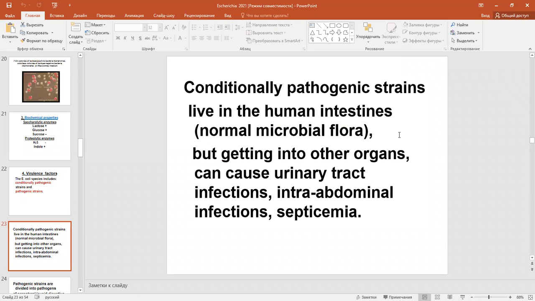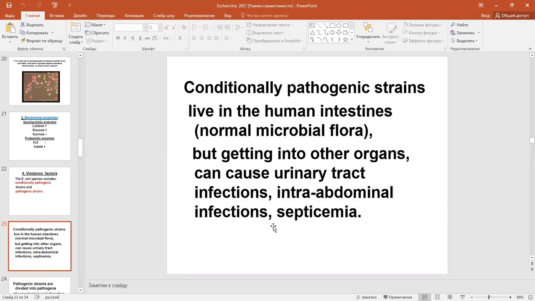But conditionally pathogenic strains, it is repeated, live in human intestines as normal microbial flora, but getting into other organs can cause urinary tract infections, intra-abdominal infections, even septicemia. Septicemia is a clinical form when bacteria are able to multiply in the blood. If bacteria are transmitted by blood just temporarily, maybe a few days, there are many defensive factors in the blood, and they are eliminated from the blood, including by macrophages and antibodies. Such a clinical form is named just bacteremia. Bacteremia means temporary circulation of bacteria in blood.